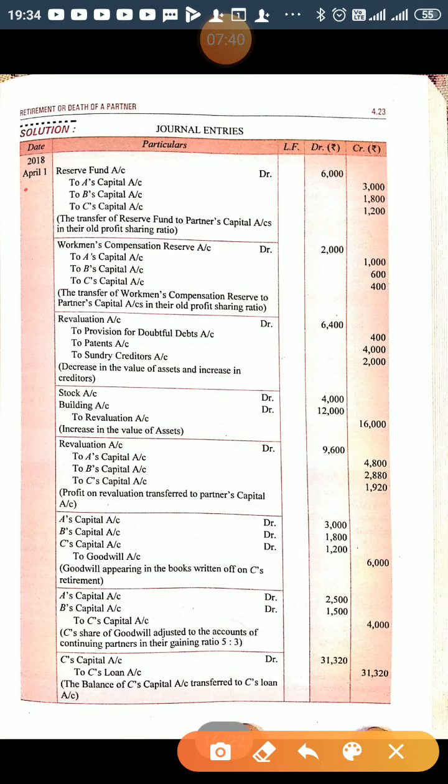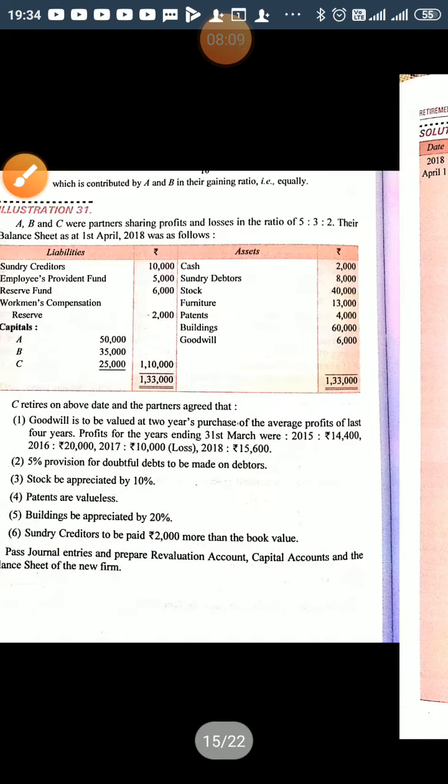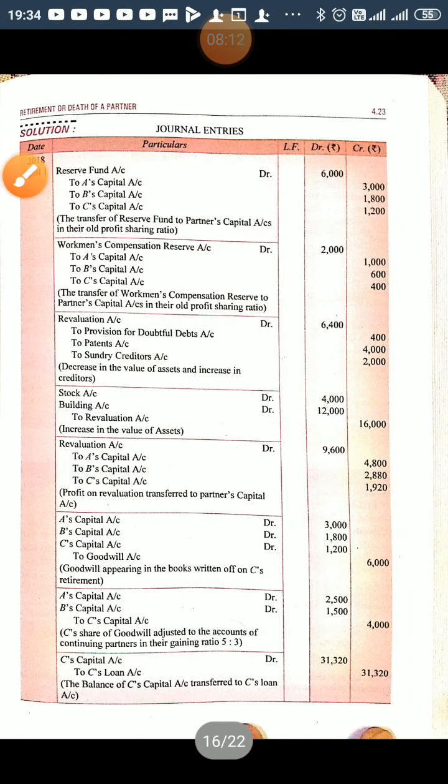So all the partners, that is A, B, C, in the old ratio 5 is to 3 is to 2. So the journal entry is reserve fund account debited with 6,000 to A's capital, B's capital, C's capital, 3,000, 1,800 and 1,200, in the ratio 5 is to 3 is to 2. One I can show you for A: A's share is 5 by 10, so 6,000 times 5 by 10 is 3,000, right? The rest are also correct.